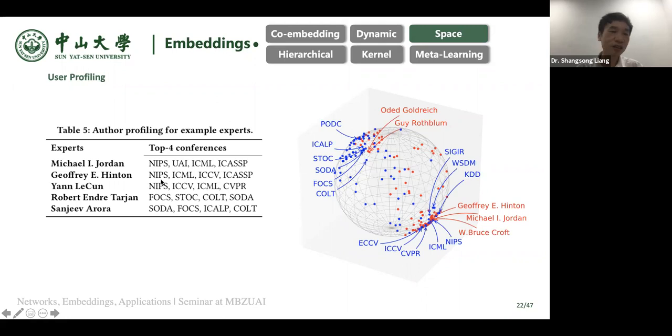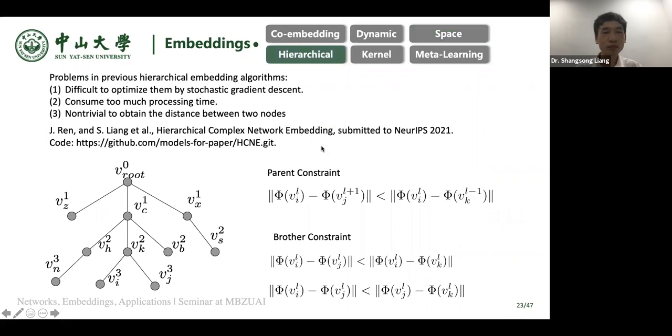We can see they distribute very well. And in our lab, working with my PhD student, we just submitted a paper to NIPS this year, in which we try to embed the nodes in hierarchical structures, that is, trees. We try to enforce the embedding of the nodes in the hierarchical network to preserve the structure of the tree.